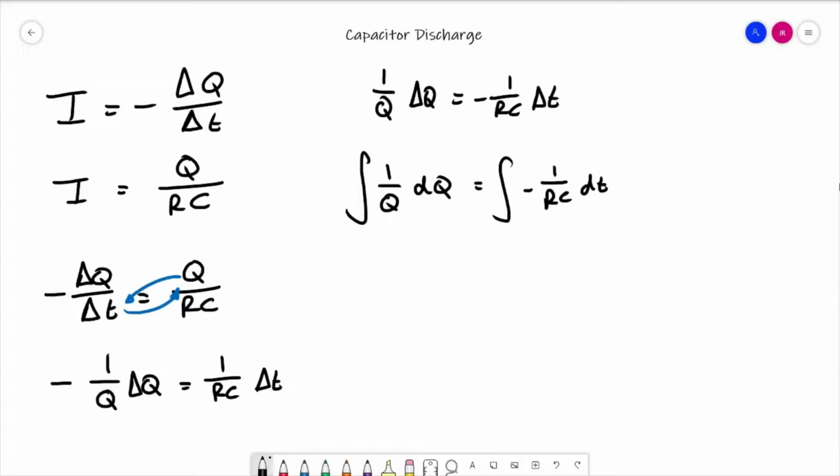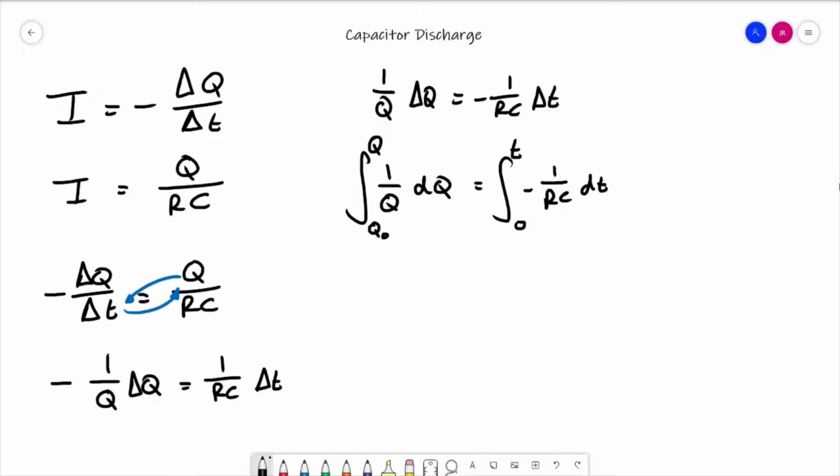Now the first thing I'm going to do with this is put some limits on here. Going back to the definitions we had on the last slide, at t equal to 0 we have a charge of Q0, and sometime later, t, we will have a charge remaining of Q.